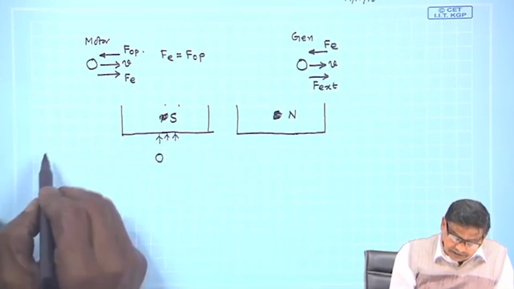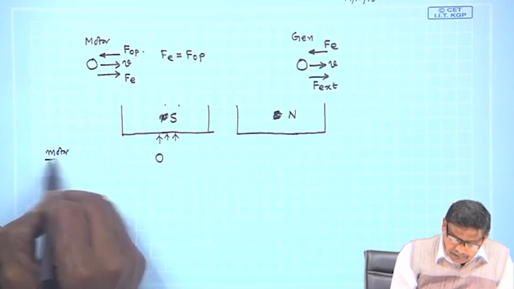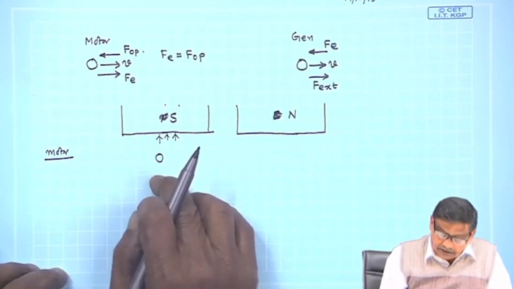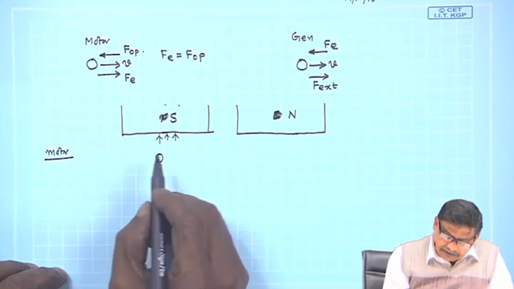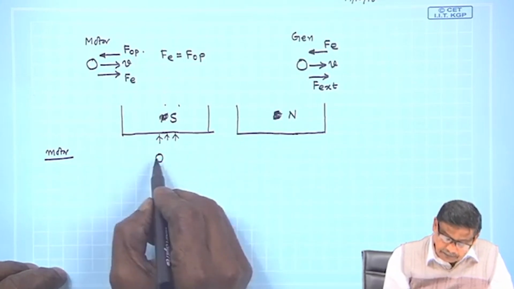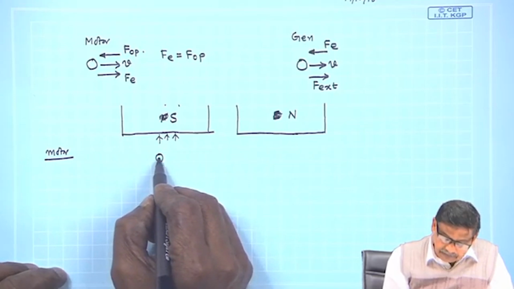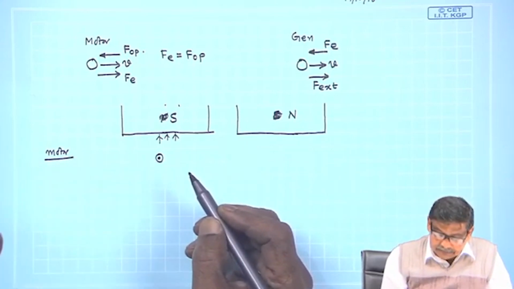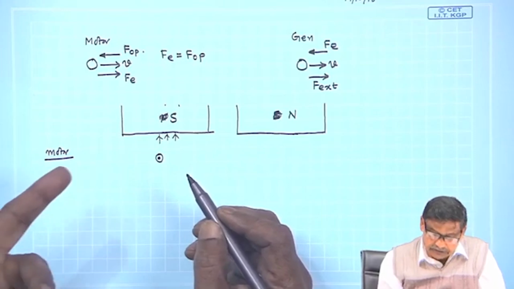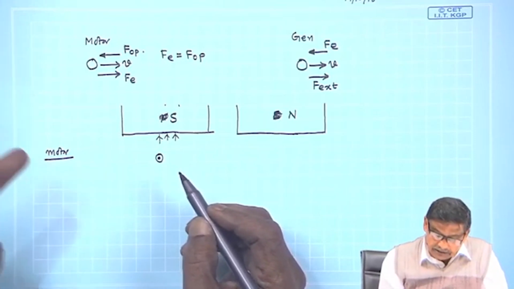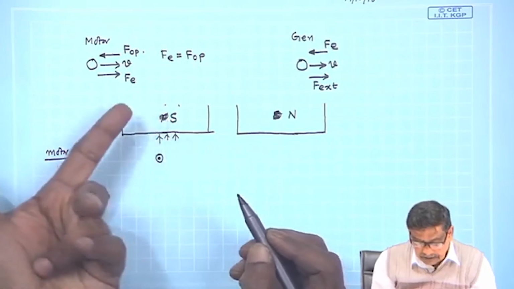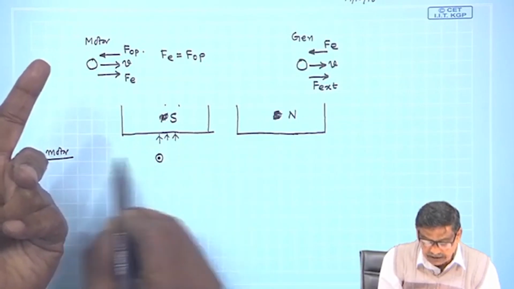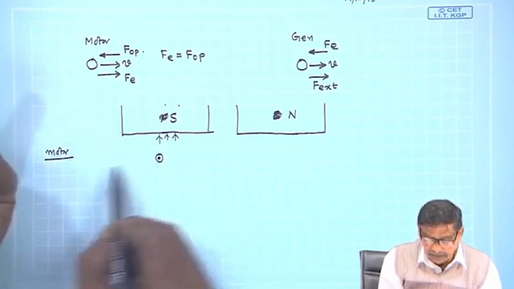Suppose let us consider motor mode. If it is motor mode, that means I am injecting some current into the conductor, and let the direction of the current be dot. If it is dot and if it is south, the conductor will start moving. This is B, this is I. Applying the left hand rule, the conductor will start moving in this direction if it is motor mode.